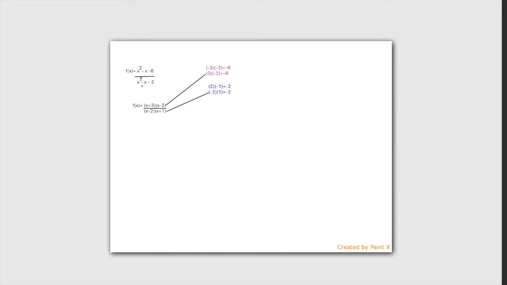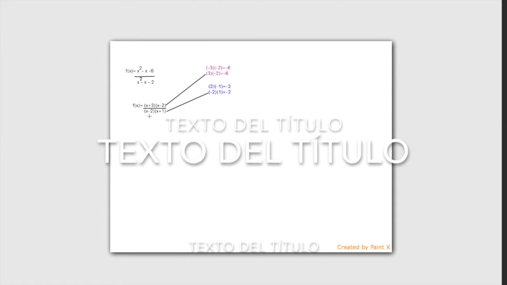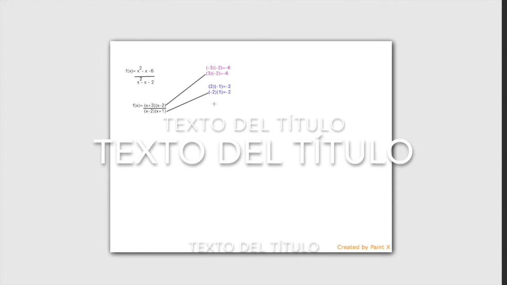So that's the correct answer for the first equation. And for the second equation, I have the other two examples. So let's make the additions. 2 plus -1 gives you 1, and -2 plus 1 is -1. So this is the answer for the factorized function.